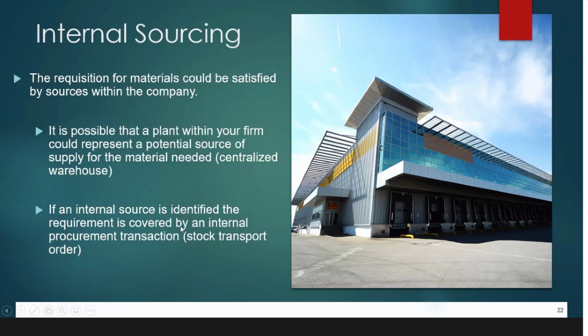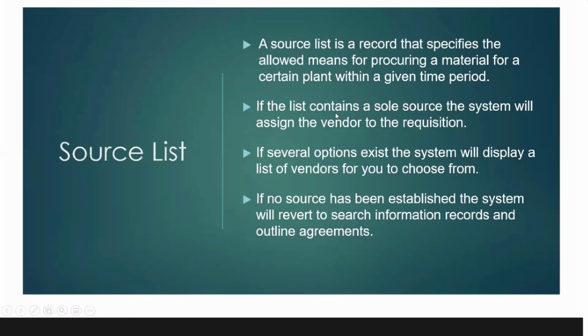If internal sourcing is notified, the requirement is covered by an internal procurement transaction, and this is what you call a stock transport order. There is no purchasing, you only transport. The stock was there in the warehouse, and you move it to the College of Computer Science. Is it clear? Yes, okay, doctor, it's clear.